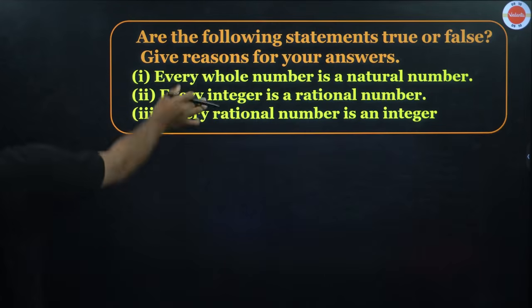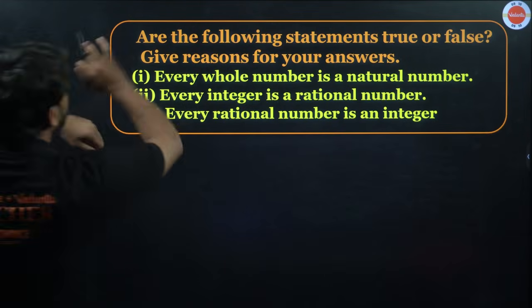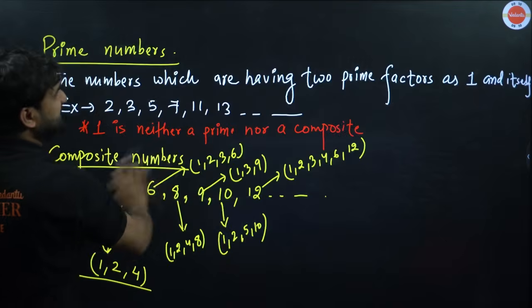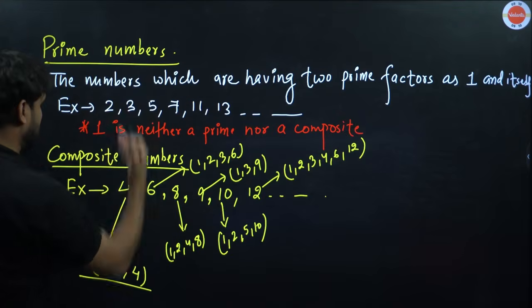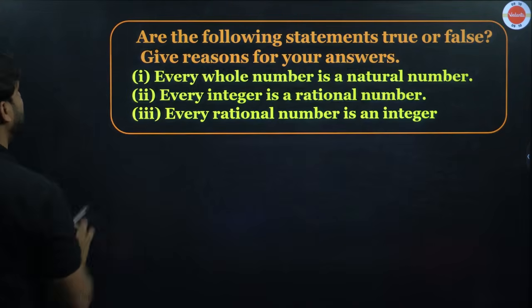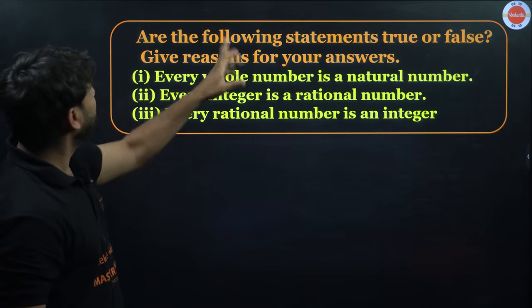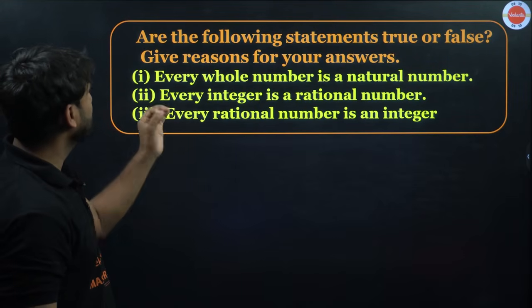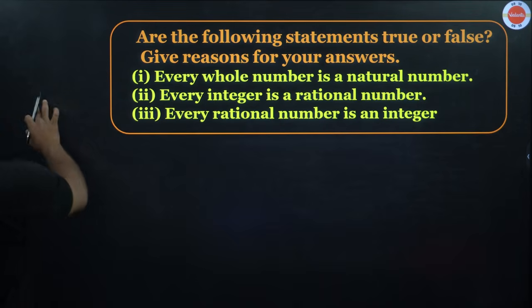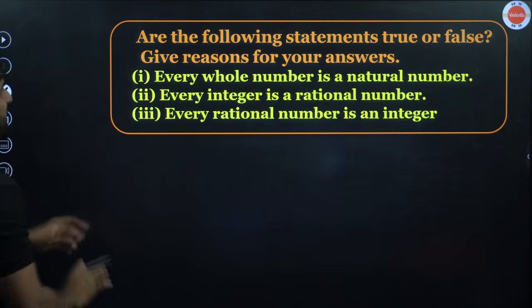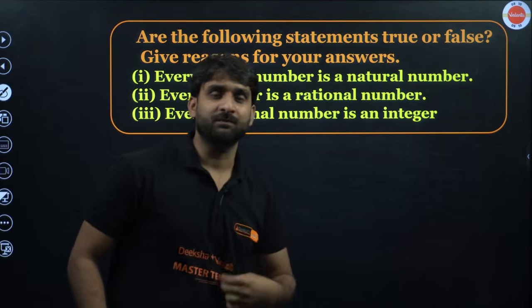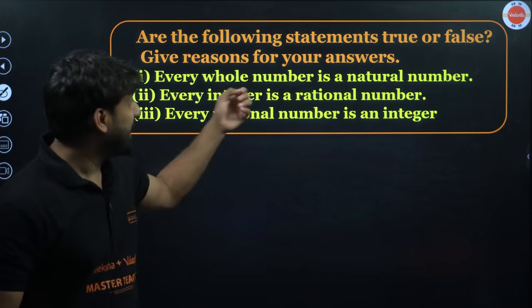Moving to next. Look at the few questions here. I hope these things are clear to you all about numbers, prime and composite numbers, co-prime pairs, very important. So let's solve these questions. Are the following statements true or false? So these are true or false questions. Look at the first question, champion. Every whole number is a natural number. No, this is absolutely false.